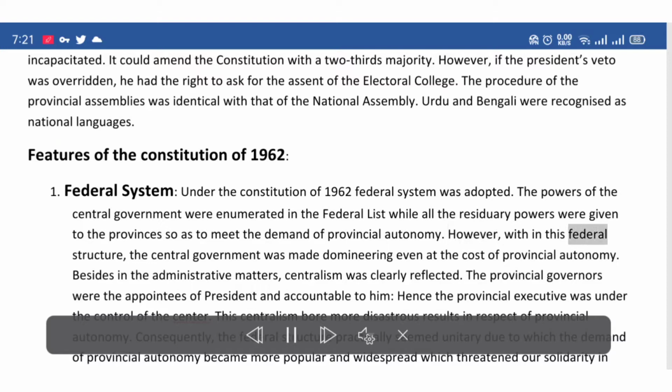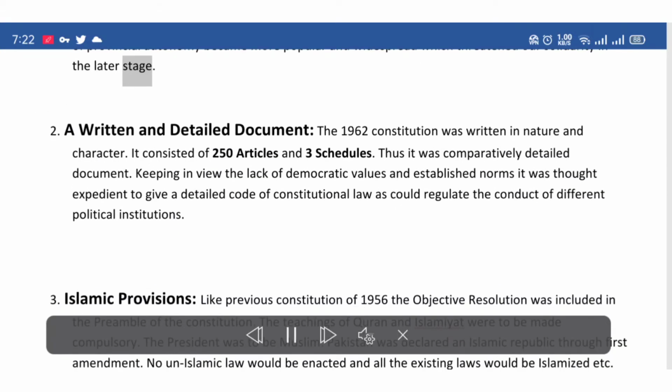However, within this federal structure, the central government was made domineering even at the cost of provincial autonomy. Besides, in the administrative matters, centralism was clearly reflected. The provincial governors were the appointees of the President and accountable to him, hence the provincial executive was under the control of the centre. This centralism bore more disastrous results in respect of provincial autonomy. Consequently, the federal structure practically seemed unitary, due to which the demand of provincial autonomy became more popular and widespread, which threatened our solidarity in the later stage.